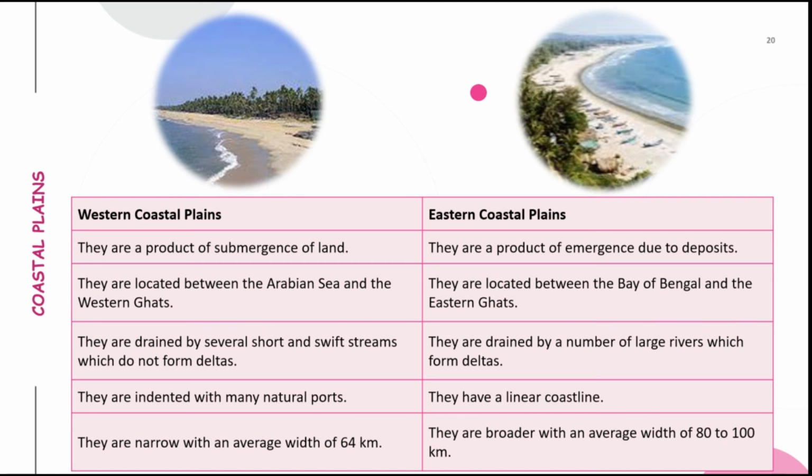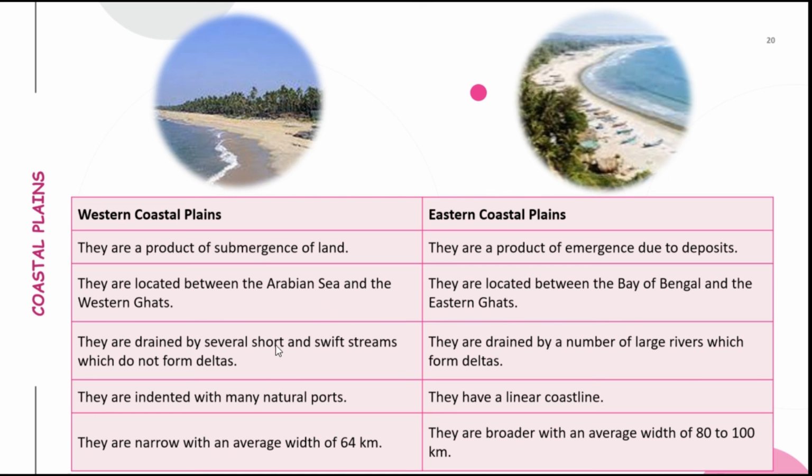Now, let's have a look into the comparison of the western coastal plains and the eastern coastal plains. The western coastal plains, except the Malabar Plain, are a product of the submergence of the land, whereas the eastern coastal plains are the product of emergence due to deposits. The western coastal plains are located between the Arabian Sea and the Western Ghats, whereas the eastern coastal plains are located between the Bay of Bengal and the Eastern Ghats.